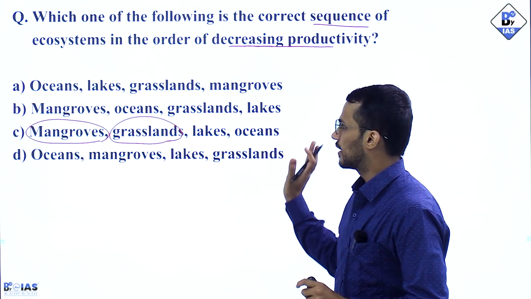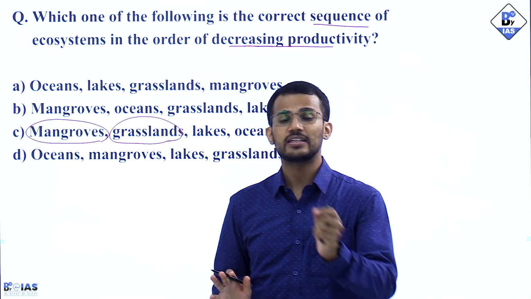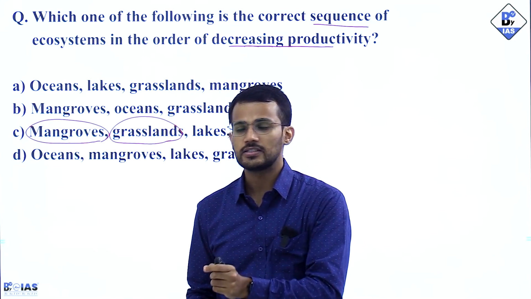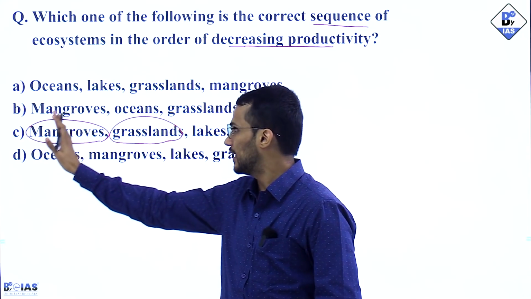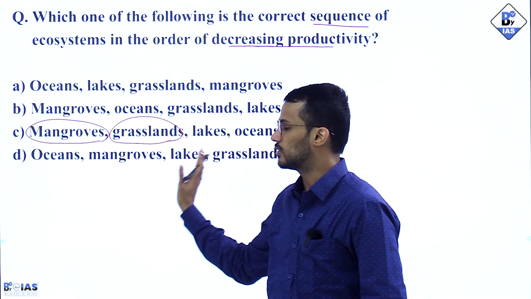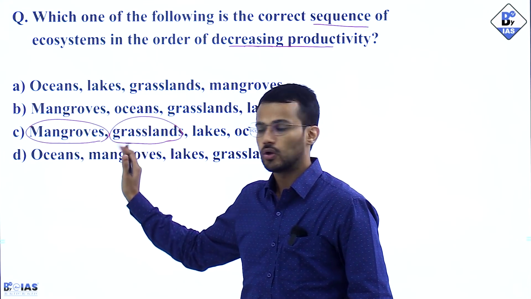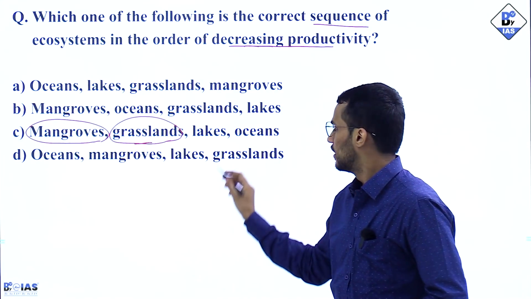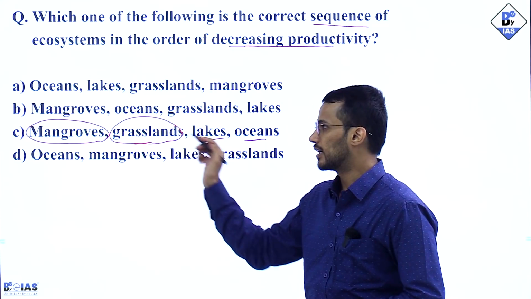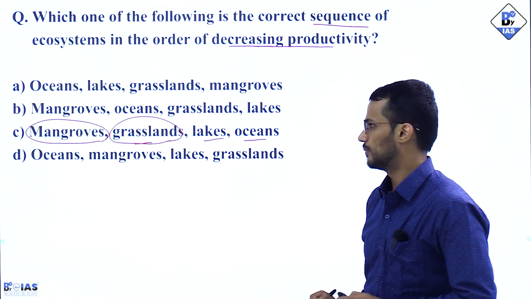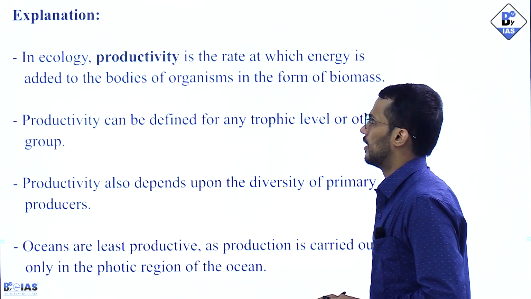And hence, the correct order of decreasing productivity is mangroves, which have the highest productivity amongst these four ecosystems, followed by grasslands, then lakes, and then oceans. Right? So the correct choice is C. Next question now.